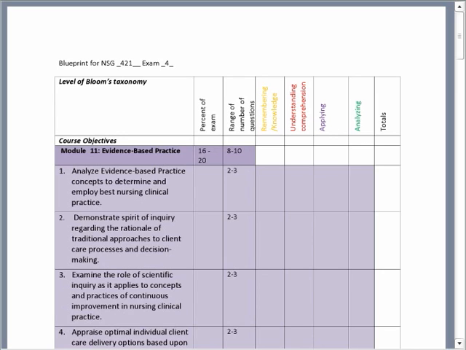The second objective is to demonstrate a spirit of inquiry regarding the rationale of traditional approaches to client care, processes, and decision making. If you look at that in a different way, why do we do the things just because that's the way we've always done them before? Just because we've always done them that way doesn't make it right, does it? So how do we approach each other and help shift the thinking that we currently see out in the practice world right now? One of the ways is to always ask questions.